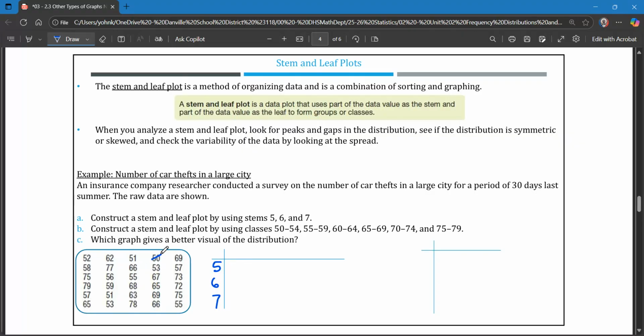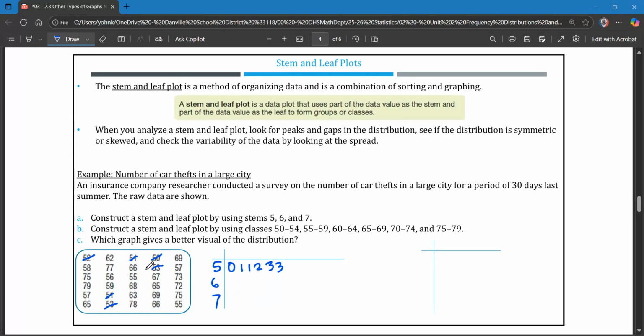So for instance, here is a 50, so I'm going to put a 0 there to stand for 50. Then I'm going to find my 51s, and there are 2 of them, so I'm going to put a 1 twice. Then I'm going to look for any 52s, and there is 1, so I'm going to put a 2. I'm going to look for my 53s. I see 1, and I see 2, so I'm going to put 2 3s. And then I'm going to keep going. Try to make your numbers the same width, because eventually we're going to look at columns, and we're going to try to see which row has more values.